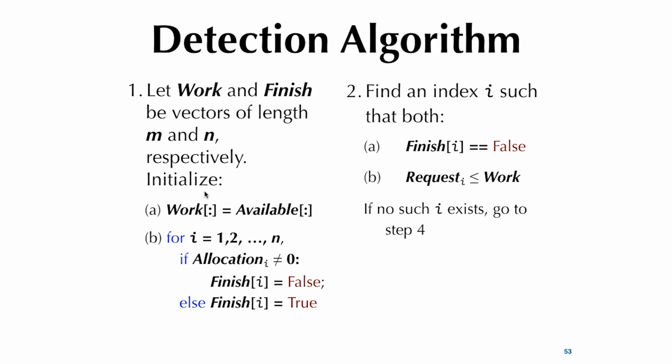So max is not there, because max is just a claim for the purpose of analysis. And the other is need. Need is derived from doing what? The max minus allocation. So that means I promise never to exceed this much, and this is how much I already have.